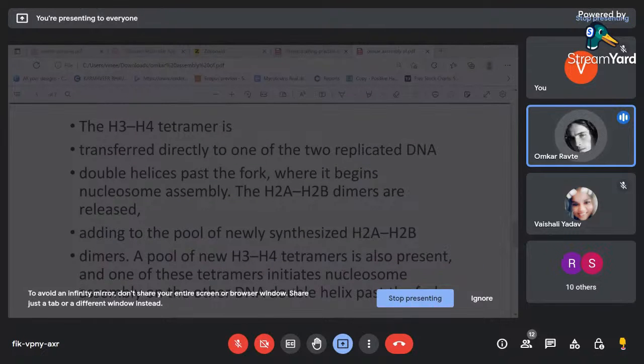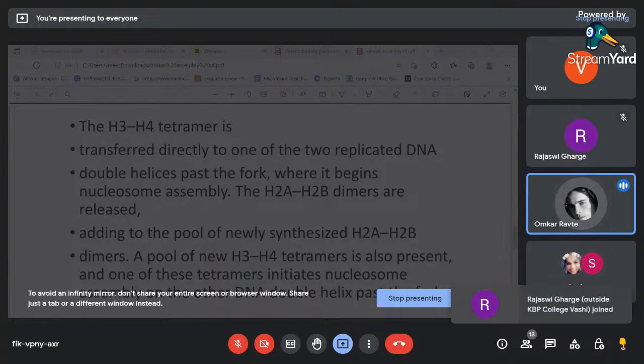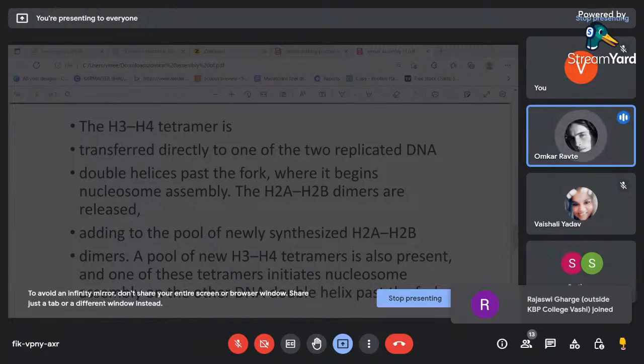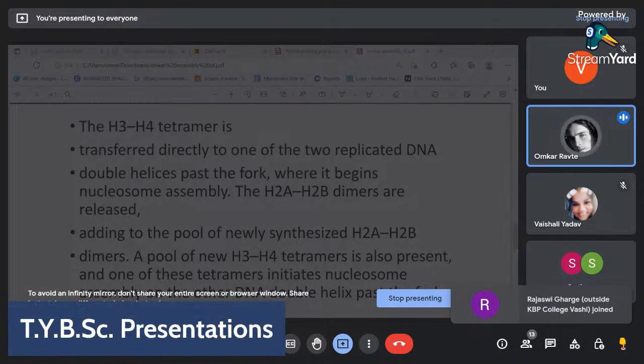The H3-H4 tetramer is transferred directly to one of the two replicated DNA double helices past the fork, where it begins nucleosome assembly. The H2A and H2B dimers are released, adding to the pool of newly synthesized H2A-H2B dimers. A pool of new H3-H4 tetramers is also present, and one of these tetramers initiates nucleosome assembly on the other DNA double helix past the fork.